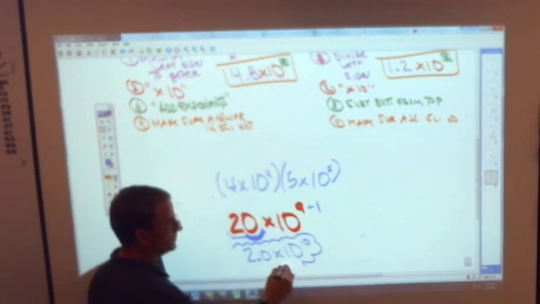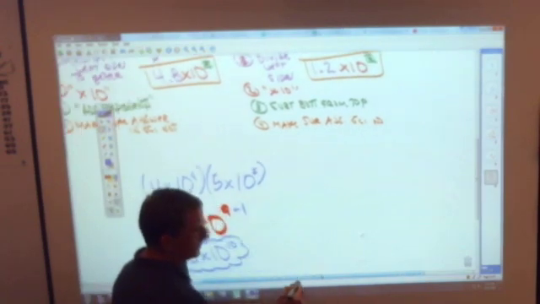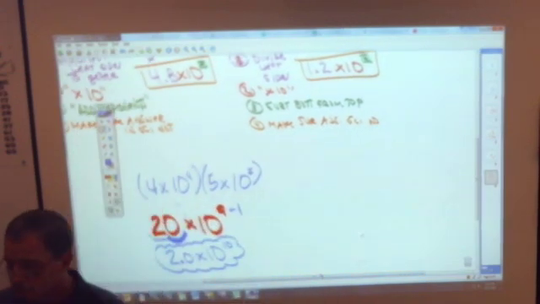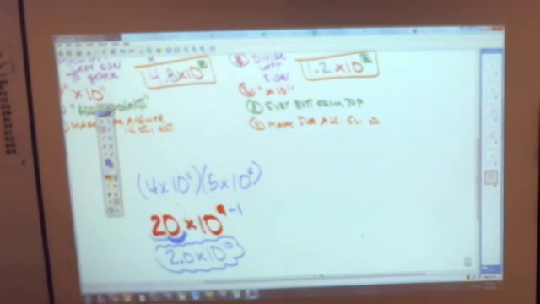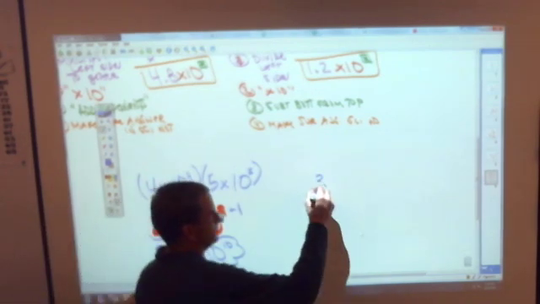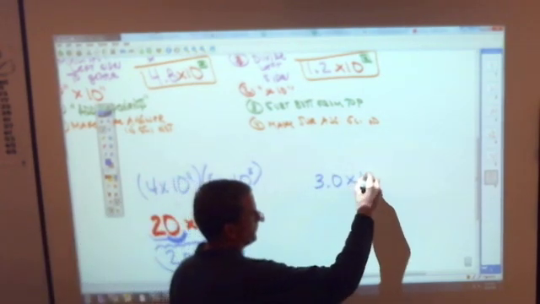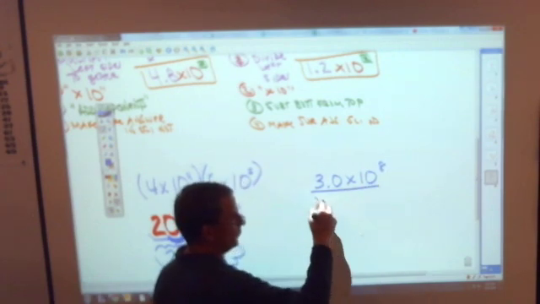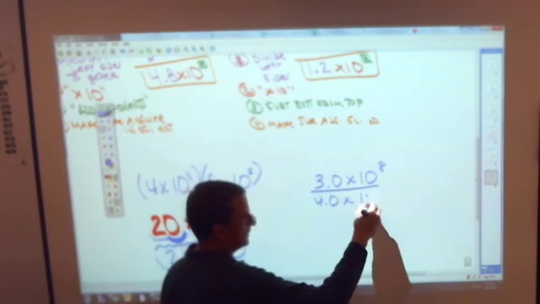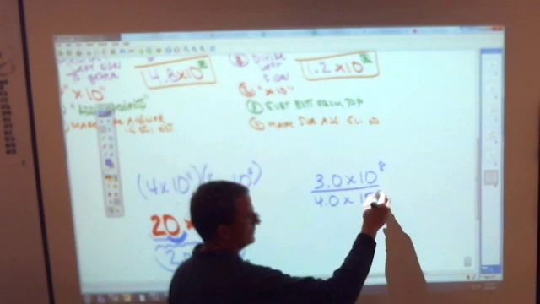Conversely, well, let's do a division one. If you make something bigger, you're going to have to subtract from your exponent. Here is 3.0 times 10 to the 8th divided by 4.0 times 10, I don't know, let's go to the 3rd.